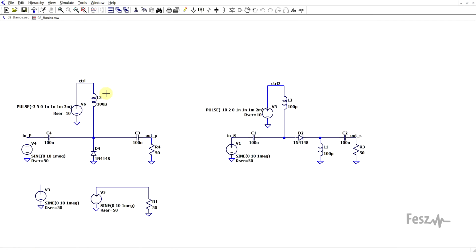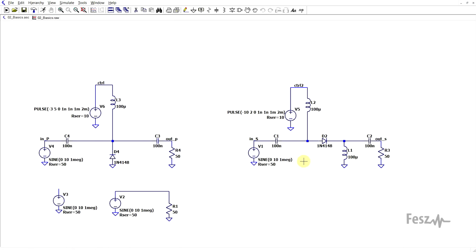For the parallel circuit, I just need a single inductor, but for the series circuit, there are two inductors to complete the DC path. Finally, as switch diodes, I use the typical 1N4148.